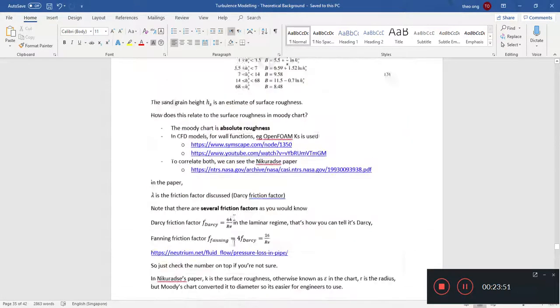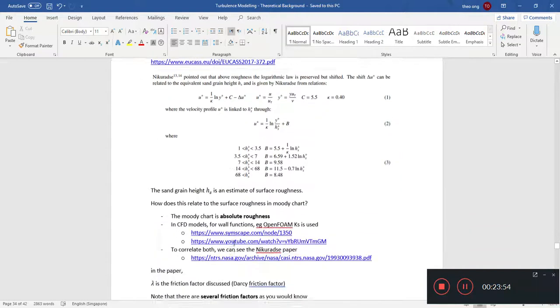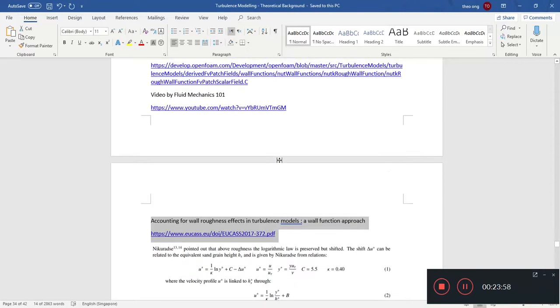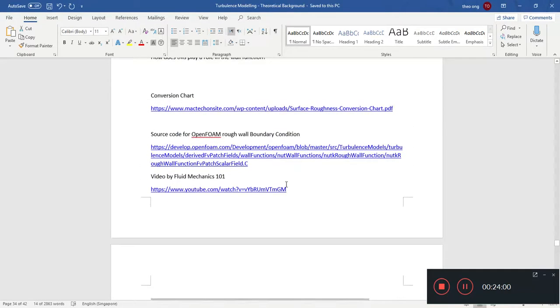So this is probably what I can just copy and paste. Accounting for wall roughness models, that's the first one. Of course, an interesting video for you.